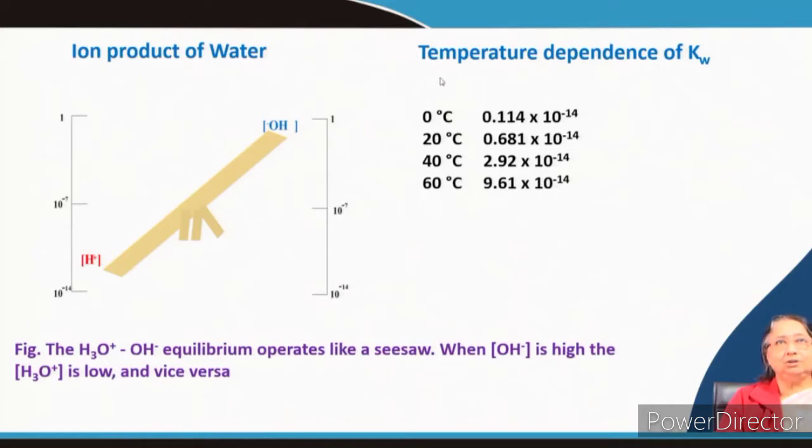And here it is also shown that the values differ at different temperatures. For example, the value of Kw at 0 degree centigrade is 0.114 into 10 to the power minus 14, whereas at 20 degree it is 0.681 into 10 to the minus 14, and at 60 degree 9.61 into 10 to the minus 14. So, almost 10-fold difference you can see between 0 degree and 60 degree, the values of Kw are much different.